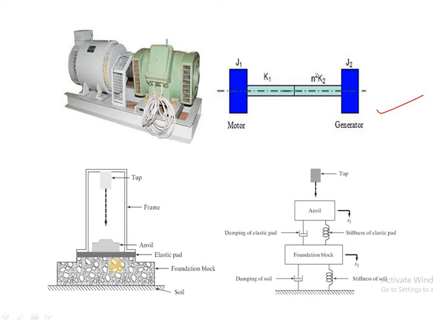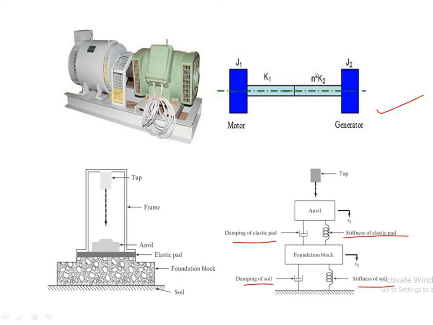And similarly over here, the anvil is one mass and the foundation block is acting as the second mass. In between the anvil and the foundation block there is an elastic pad which will act as a damper as well as have some stiffness. And similarly, under the foundation block there is soil, so there will be some damping due to the soil and the stiffness of the soil.